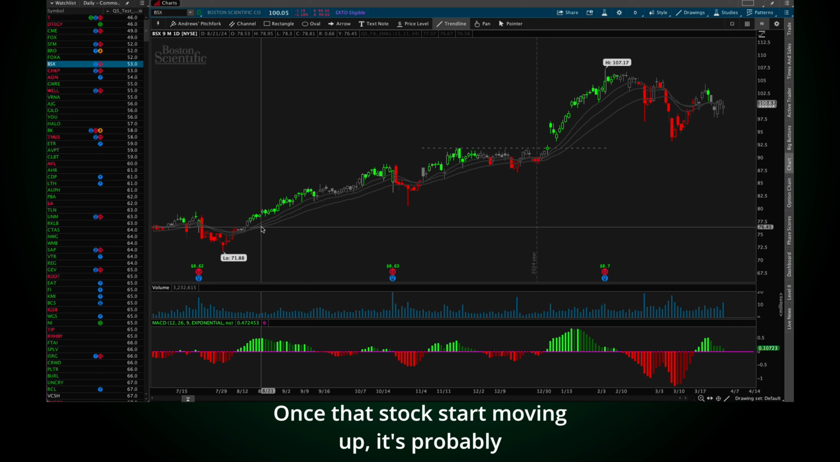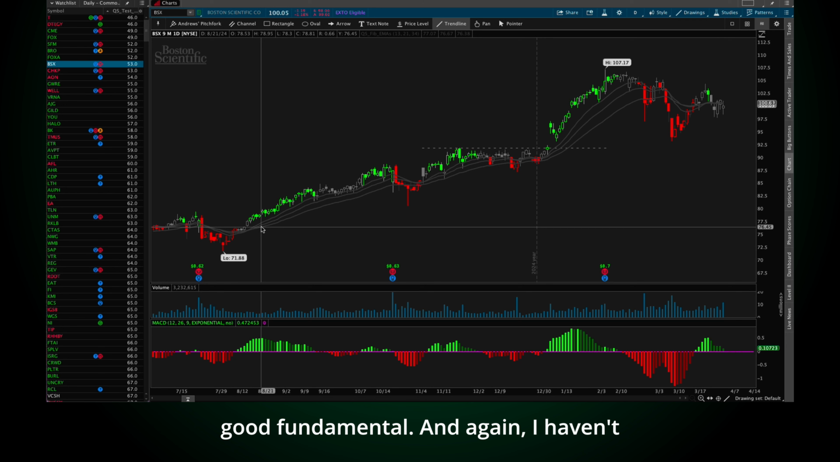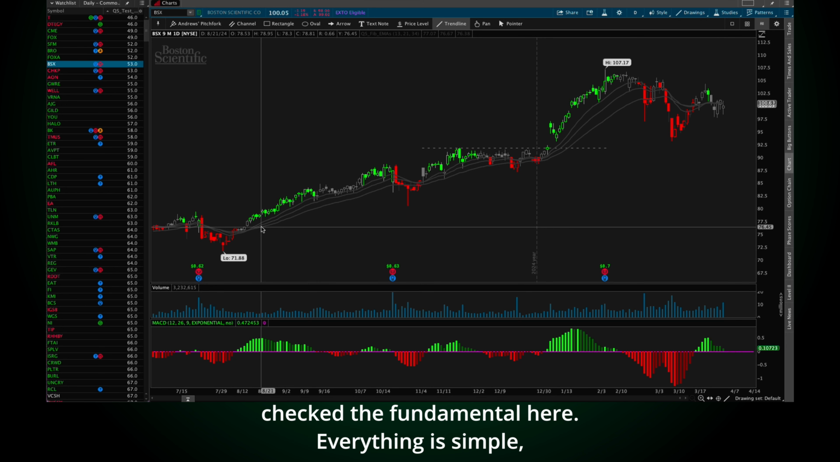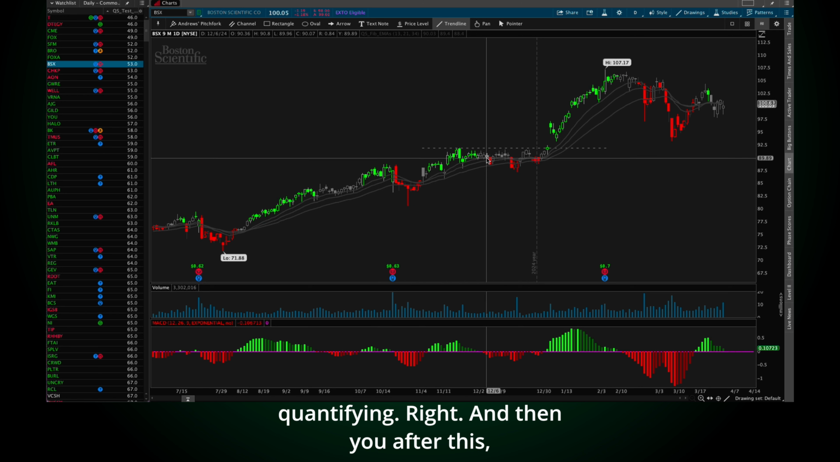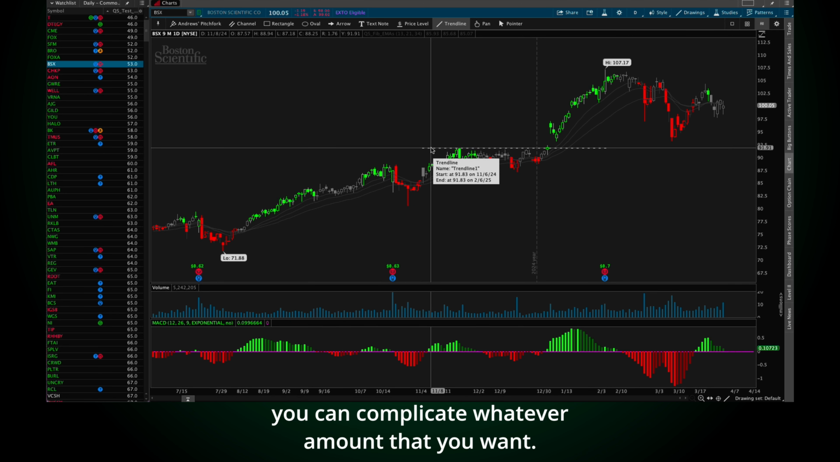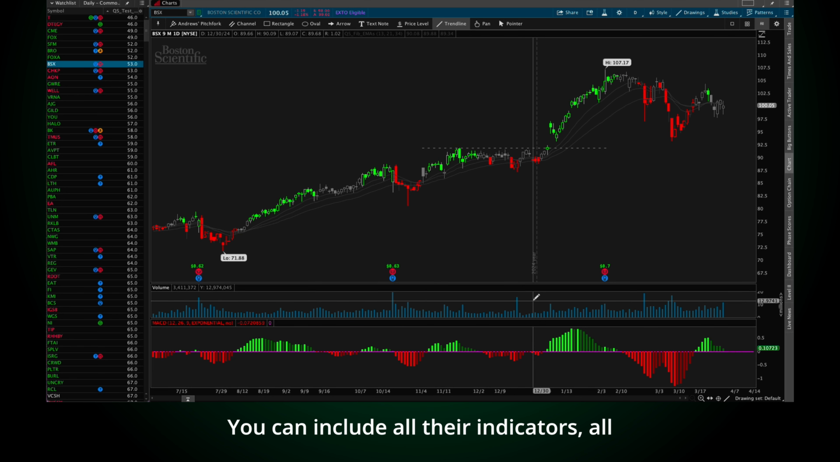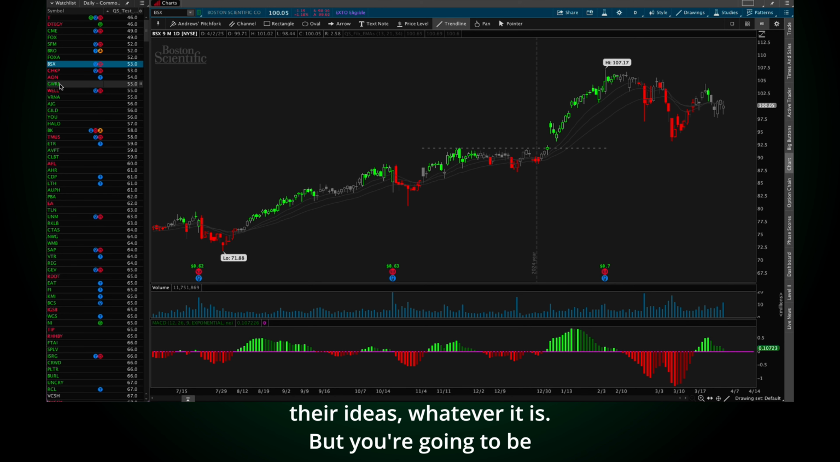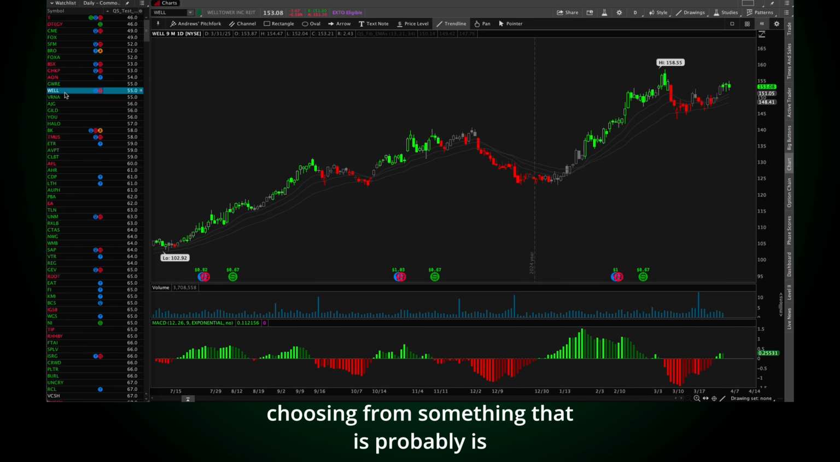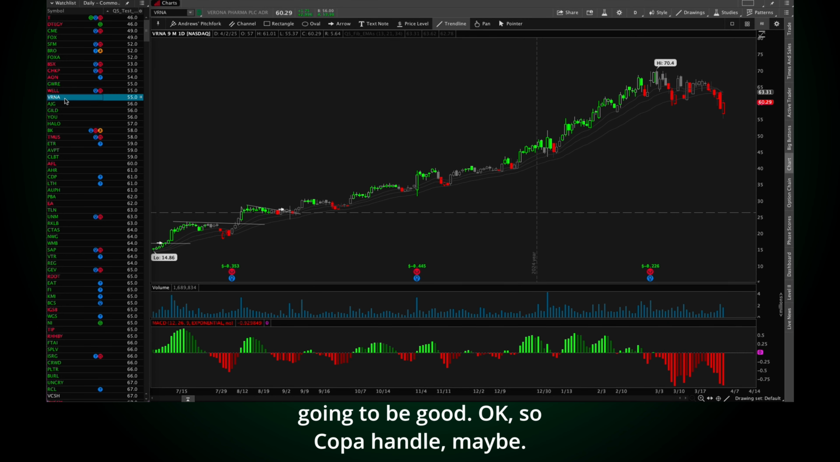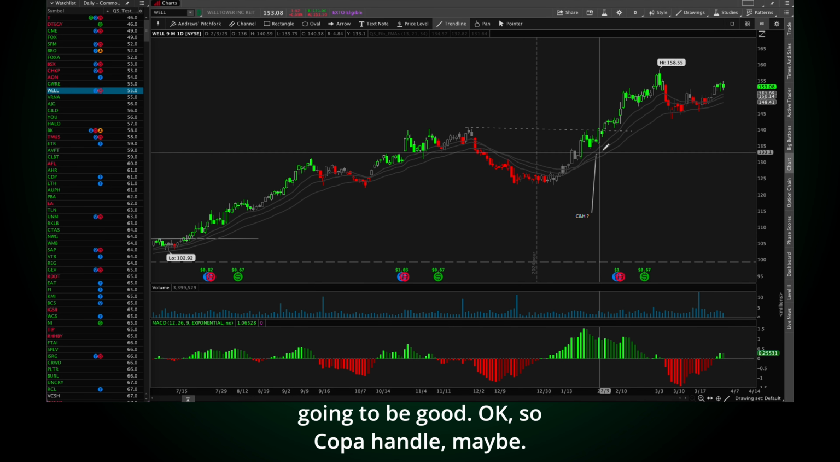Once that stock starts moving up, it's probably going to continue moving up if they have good fundamentals. And again, I haven't checked the fundamentals here. Everything is simple, quantified, right? And after this, you can complicate it by whatever amount you want. You can include other indicators, other ideas, whatever it is. But you're going to be choosing from something that is probably going to be good. Okay, so cup and handle maybe.